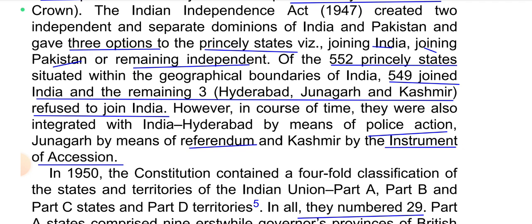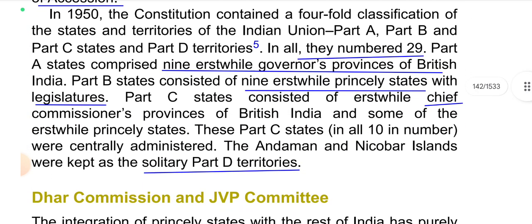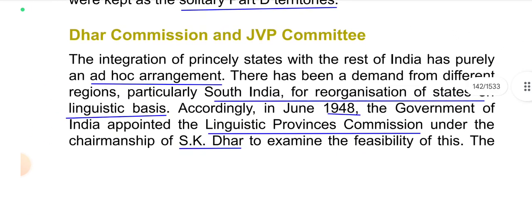In 1950, the constitution contained a fourfold classification of the states and territories of the Indian Union: Part A, Part B, Part C states and Part D territories. In all they numbered 29. Part A states comprised 9 erstwhile governors' provinces of British India. Part B states consisted of 9 erstwhile princely states with legislatures. Part C states consisted of erstwhile chief commissioners' provinces of British India and some of the erstwhile princely states. These Part C states, in all 10 in number, were centrally administered. The Andaman and Nicobar Islands were kept as the solitary Part D territory.